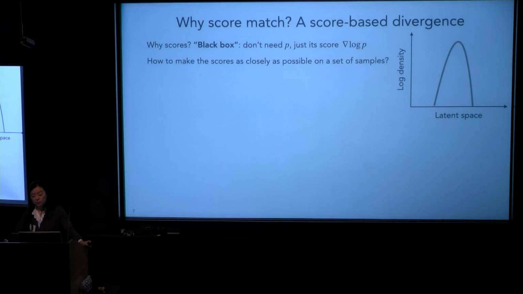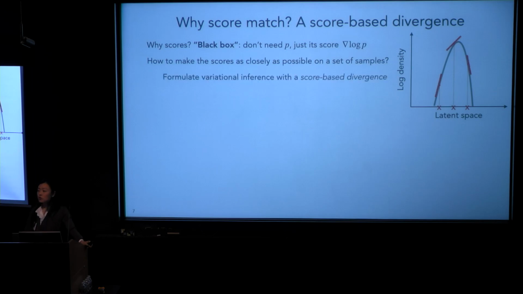So why do we want to do score matching? The idea is we want to compute scores, or the gradients of the log densities. And this naturally fits into the black box nature, because we don't need to evaluate the target directly. We just need to access it through its score. And so a question is, how do we match the scores as closely as possible given a set of samples? Here I've depicted a log density, and what we want to do is look at a bunch of samples from our latent space and try to find the member of our family that matches the density at those scores.